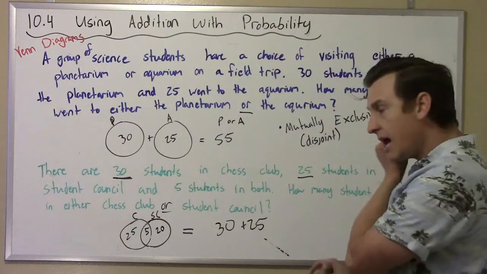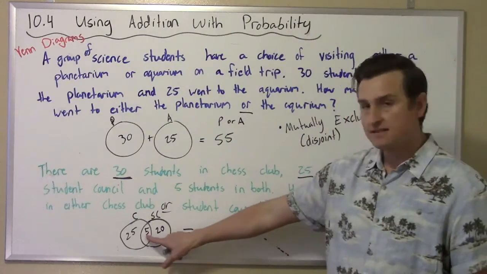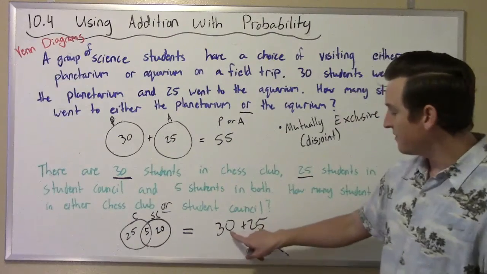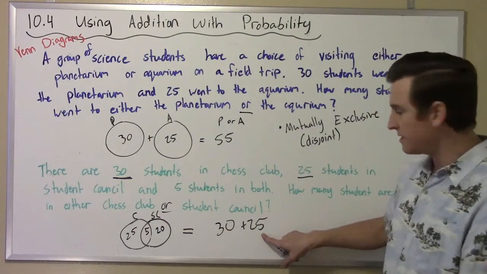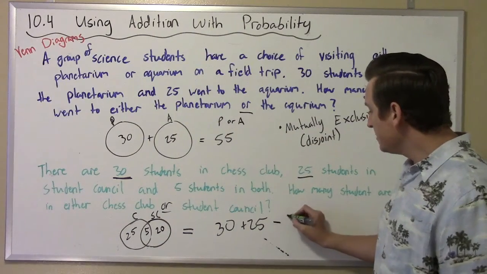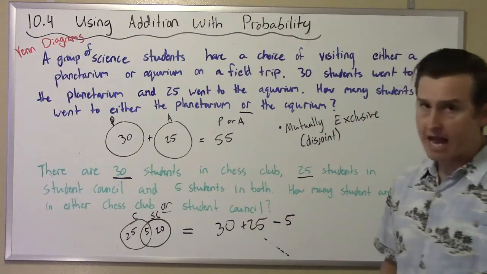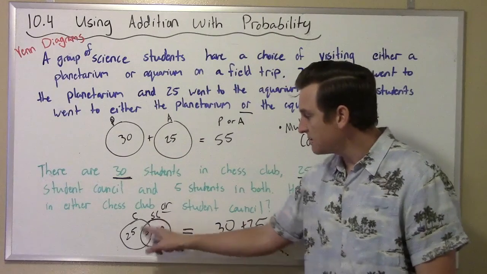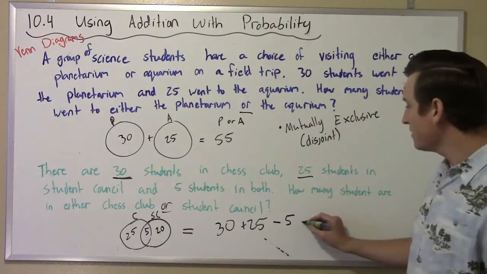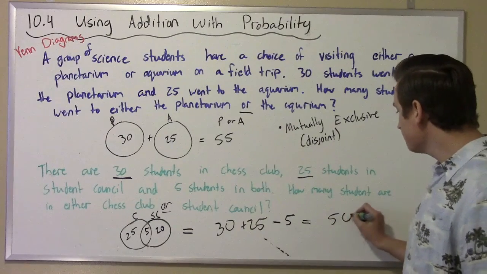But then if we do that, we're double counting these kids, right? Because there's 5 in here, and the same 5 that are in here are also in here, those ones that double overlap. So we have to subtract the overlap, right? So we have the total in the first circle plus the total in the second circle minus the overlap. That's going to give us 50.